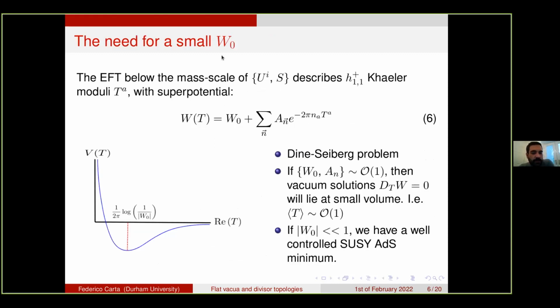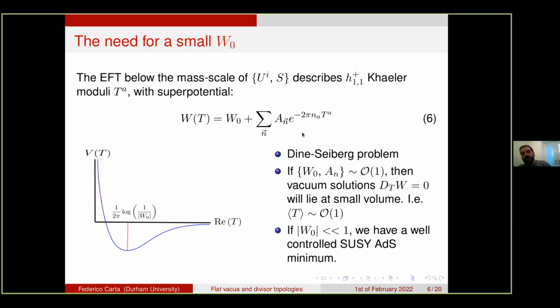Suppose we have stabilized complex structure moduli, then we still need to stabilize Kähler moduli. The effective field theory below the mass scale of complex structure moduli describes h11 plus Kähler moduli with a superpotential that, say we focus on the KKLT setup, takes this form. Here W0 is a classical constant part, as discussed before, and then we have a non-perturbative part involving the Kähler moduli. This part can arise, for example, from D7 branes wrapping some four-cycle and undergoing gaugino condensation, or E3 branes wrapping some four-cycle.